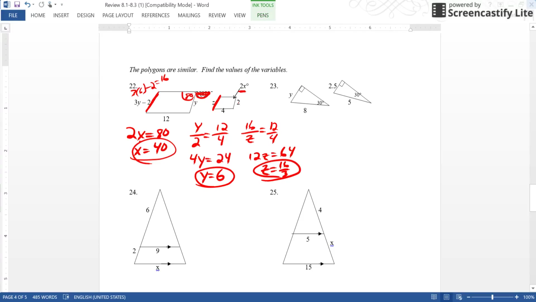All right, let's take a look at this next one. I'm going to try and find y first, so I'm going to compare y this side to this side. So I say y over 2.5 equals, well, now I'll say this side over this side, 8 over 5. I get 5y equals 8 times 2.5 is 20. Y equals 4. Okay?